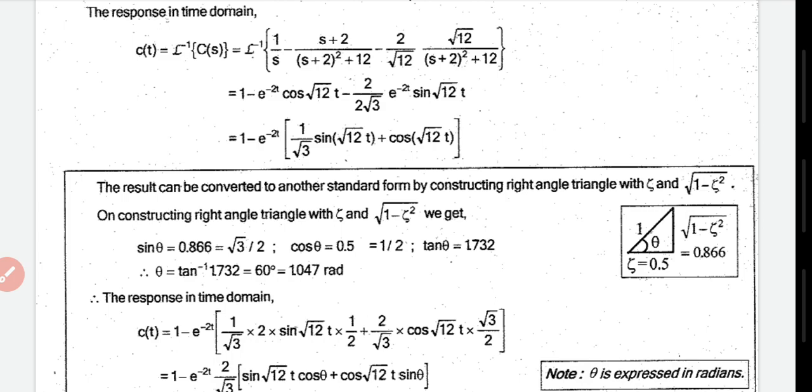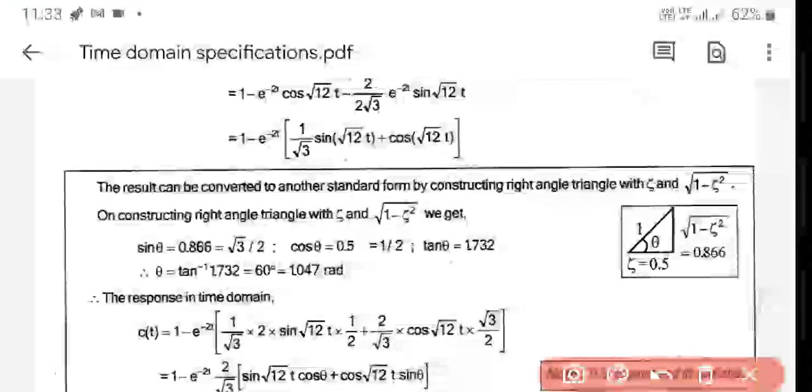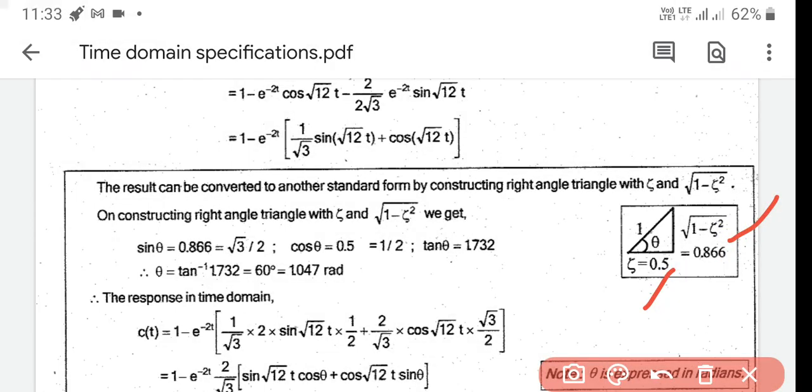Okay, so you have a zeta value, right? What is the zeta value? Zeta value is 0.5 and square root of 1 minus zeta square is 0.866. So this is the right angle triangle. What is sine theta from the right angle triangle? Sine theta is equal to 0.866, that is nothing but root 3 by 2. Cos theta is equal to 0.5, that is nothing but 1 by 2. So from that tan theta is equal to 1.732. From this, what is the theta value?